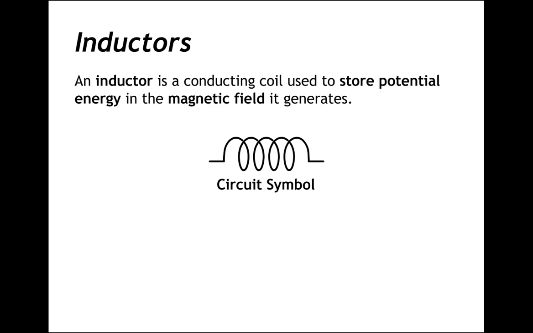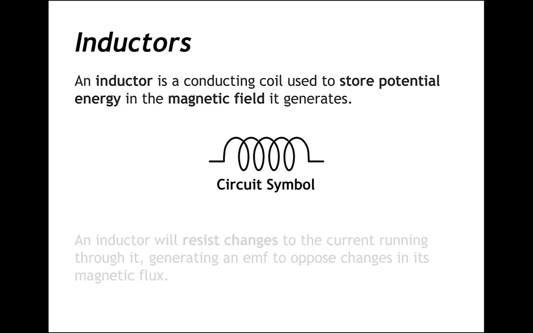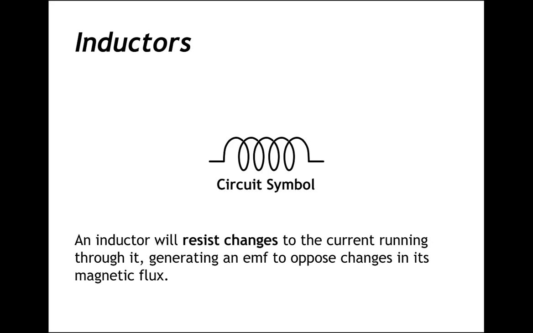The interesting property about an inductor is that an inductor will resist changes to the current running through it, generating an EMF to oppose changes to its magnetic flux. Now, this relies on what we've learned before with Lenz's law and Faraday's law. So let's walk through a sequence of events to help us understand how an inductor works.